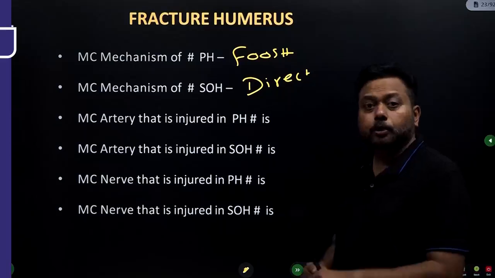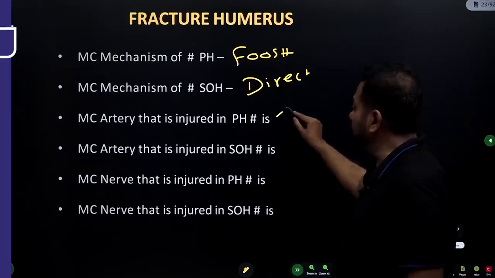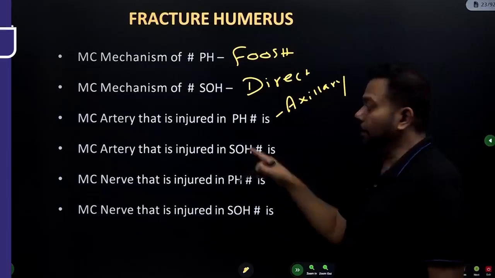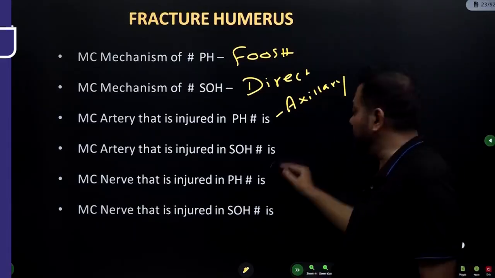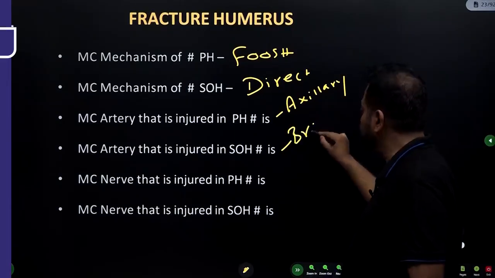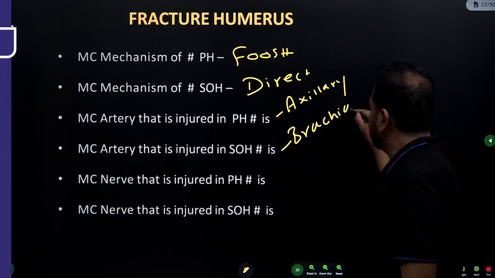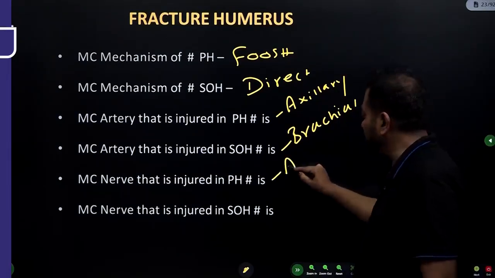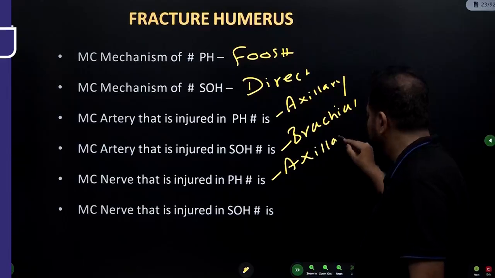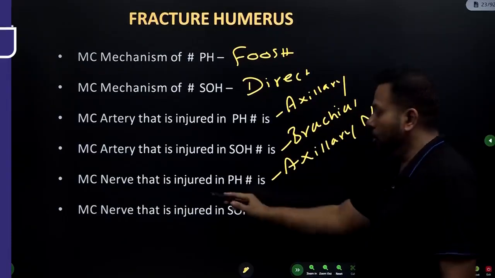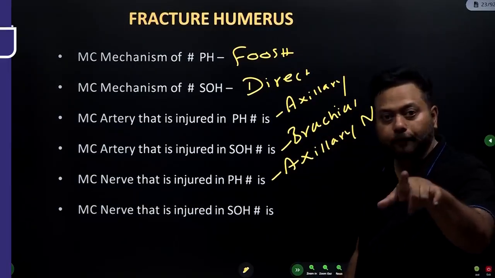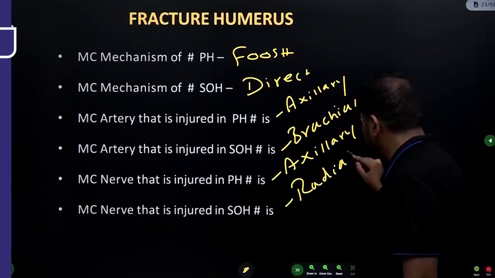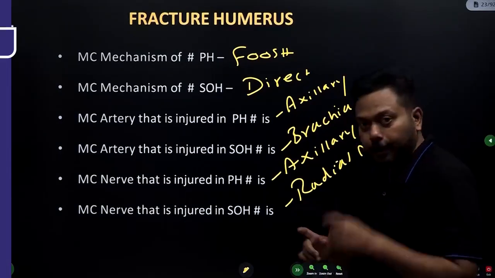Fracture. The most common artery that is damaged in proximal humerus fracture is the axillary artery. The most common artery that is injured in shaft of humerus fracture is the brachial artery. The most common nerve that is injured in proximal humerus fracture is the axillary nerve. The most common nerve that is damaged in shaft of humerus fracture is the radial nerve. These are very basic questions, very important.